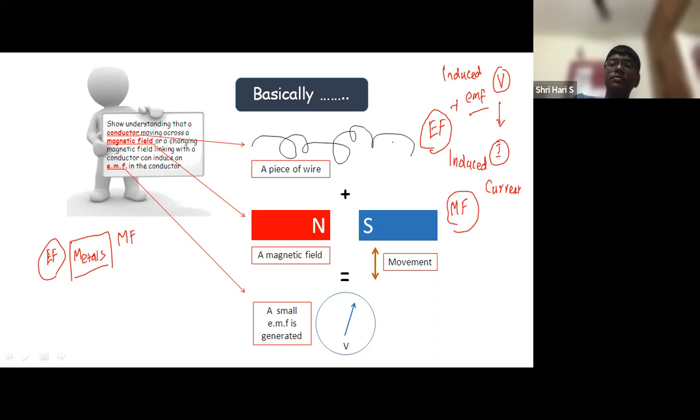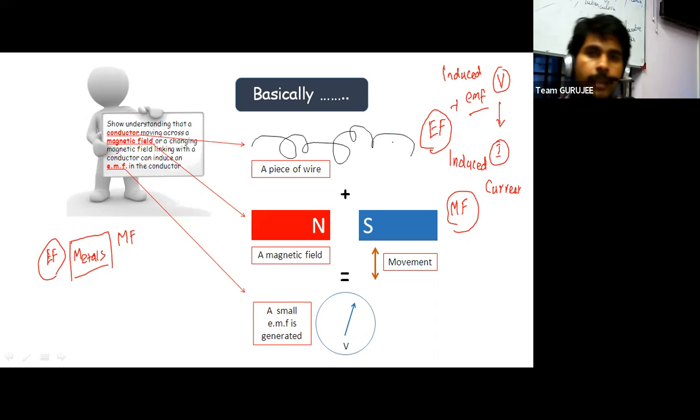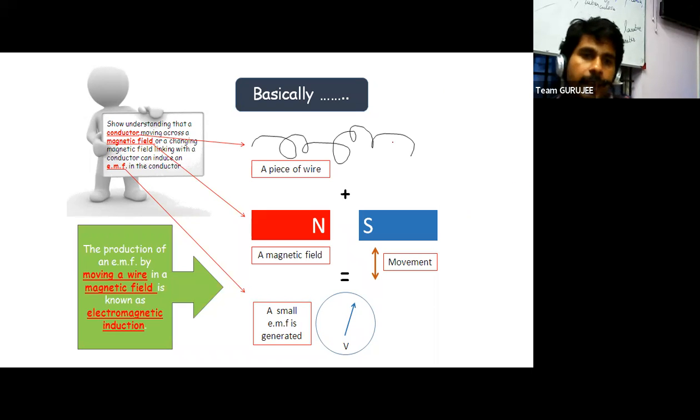Completed? Okay. All of you completed? Next. See, that is the definition of electromagnetic induction: the production of an induced EMF by changing the magnetic field. By changing the magnetic field, EMF is produced. So this principle is called electromagnetic induction.